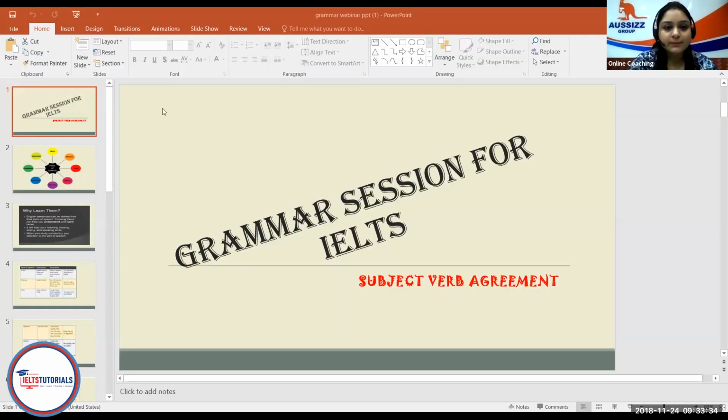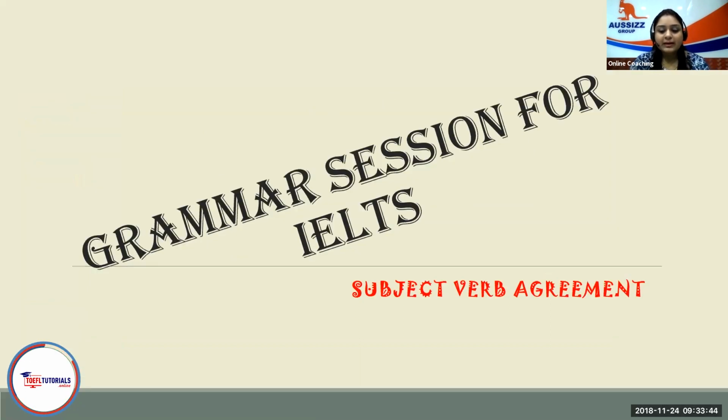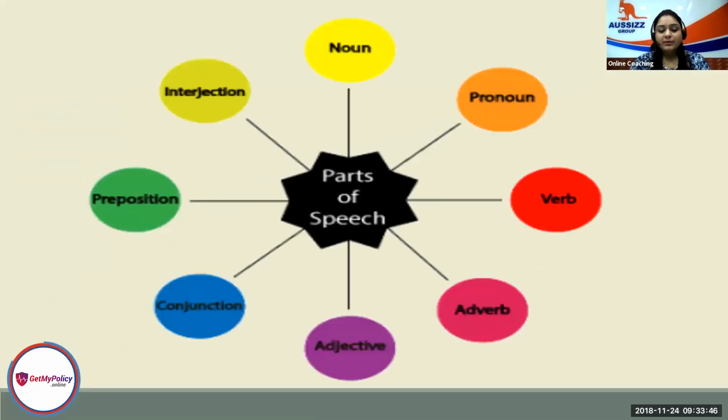Let's start with our first thing. What we are going to discuss is a grammar session for IELTS, and specifically I'm going to take you to subject verb agreement, right? Okay, let's see. Well, before starting with subject verb agreement, it's all about the subject. Subject is all related to noun. So subject is basically a noun.